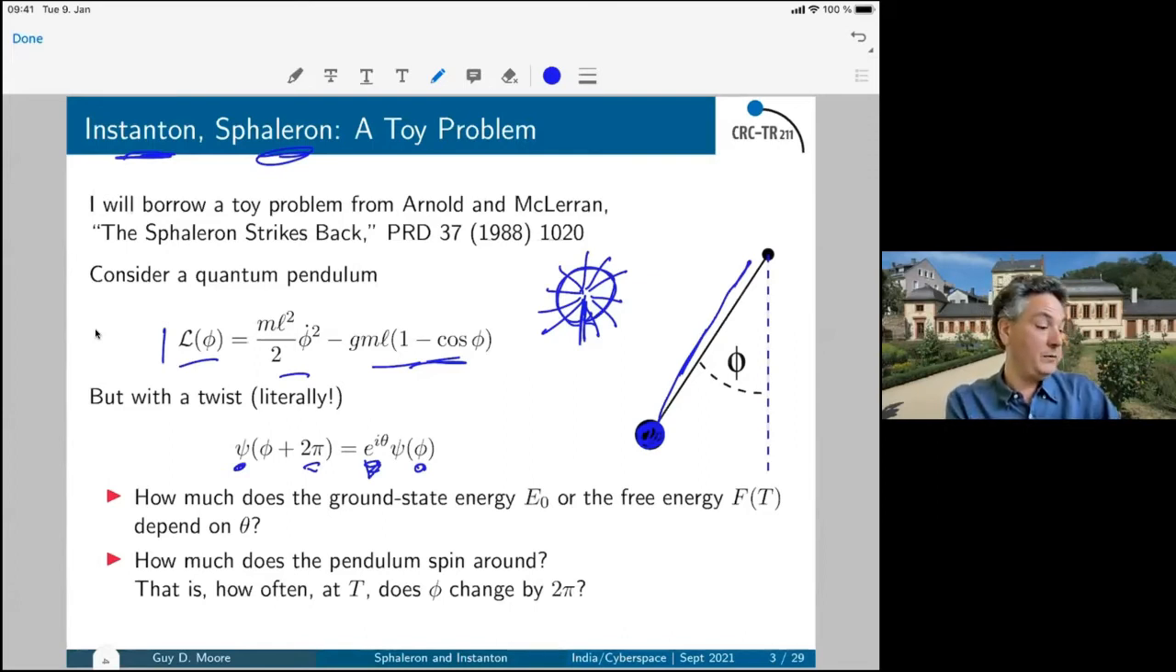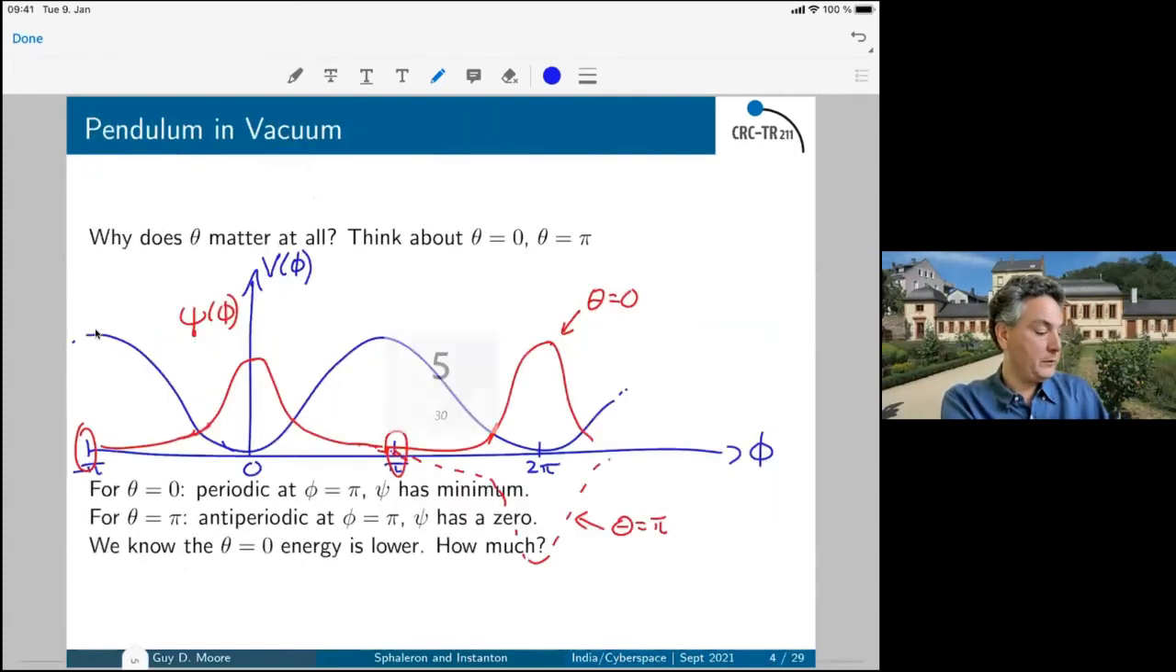And one question would be, how much does the physics depend on this phase? And basically the question, how much does the ground state energy or the free energy at finite temperature depend on theta? That's going to be answered by instantons. And to what extent does this pendulum physically actually spin around? How often do I go over the top and experience this 2 pi periodicity in real time? That's the thing determined by sphalerons. So let's go through that.